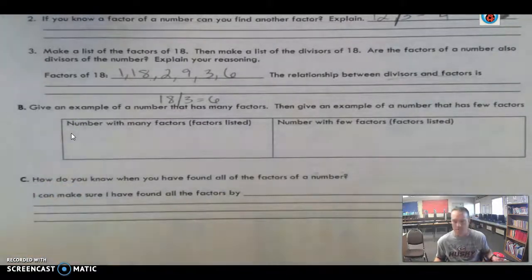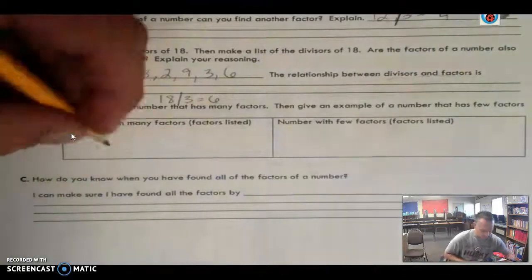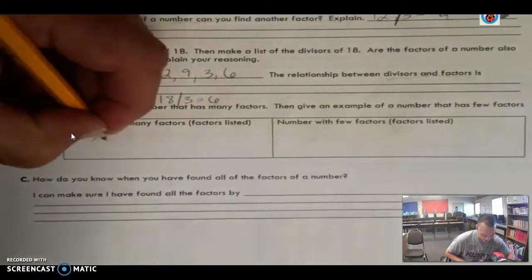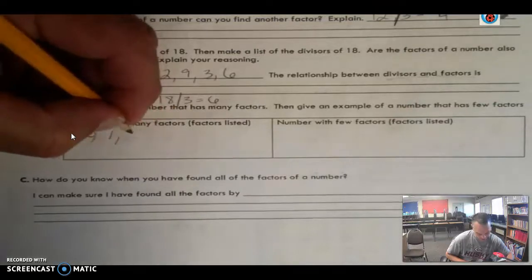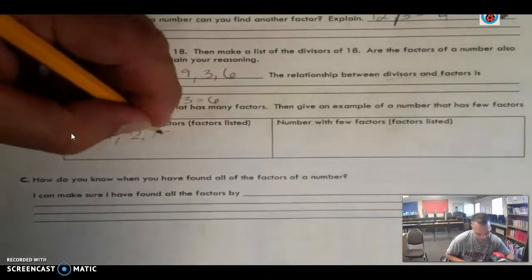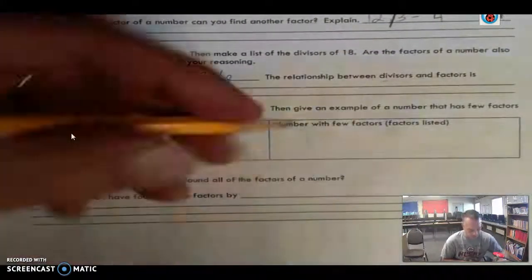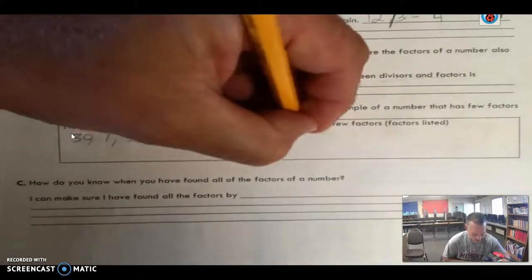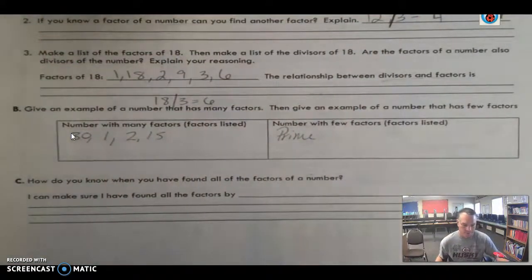Numbers with many factors from 1 to 30 are going to be high numbers like 28, 24, and 30 was a genius one, right? You should write 30 out, and then write all the factors of 30: 1 and 30, 2 and 15, and you list them all out. Numbers with few factors would be prime numbers. Remember, a prime number only has 2 factors, 1 and itself.